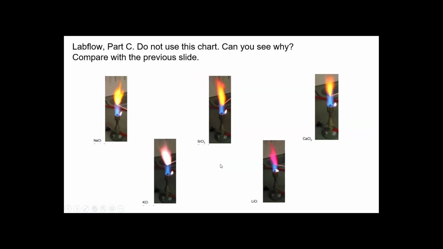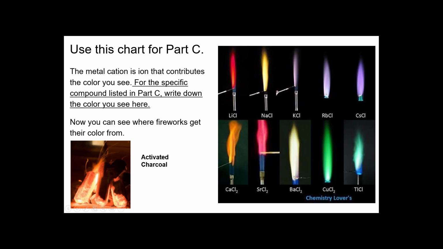This is what LabFlow gave you guys on the PDF. Do you see any problems with this? They all look pretty much the same on the top row. I found this, which is much nicer and prettier, and you can definitely see the differences because these are both red, but you can see one's brighter and one's darker than the other. These are both orange yellow, and you can see one's brighter and one's not. And same barium chloride. It's kind of a weird color here.